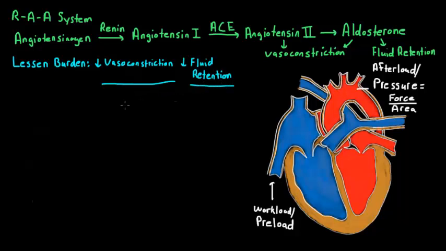Okay, so let's start by talking about an ACE inhibitor. These are really popular. You've probably heard them discussed either around the house or in the news. They're very common. What they do is they inhibit the action of this enzyme here. So if we're inhibiting the ACE enzyme here, we're not producing angiotensin 2 and by extension aldosterone, which means that we are going to decrease vasoconstriction and we are going to decrease fluid retention. Right, so that's a pretty straightforward mechanism.